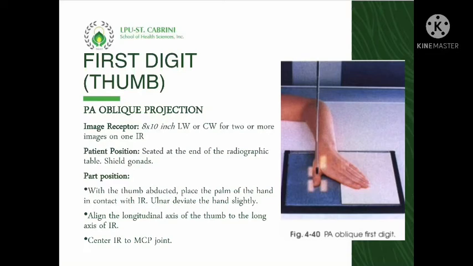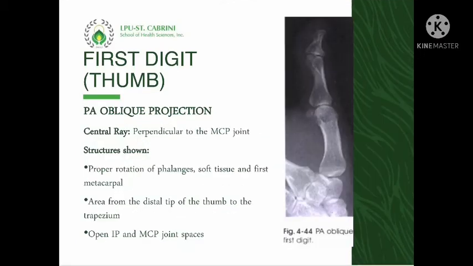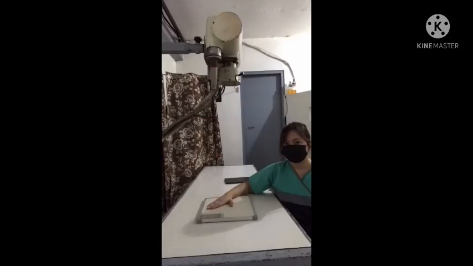Place the palm of the hand in contact with the IR, and then only articulate the hand slightly and abduct the thumb until its long axis is parallel with the long axis of the IR. Center the MCP joint to the IR's midpoint. Direct the central ray perpendicularly to the first MCP joint. The radiograph will show proper rotation of the phalanges, soft tissue, and the first metacarpal.